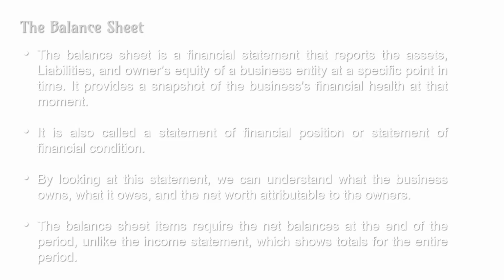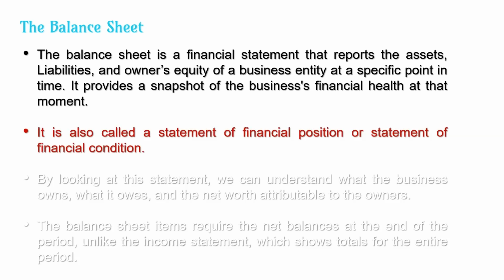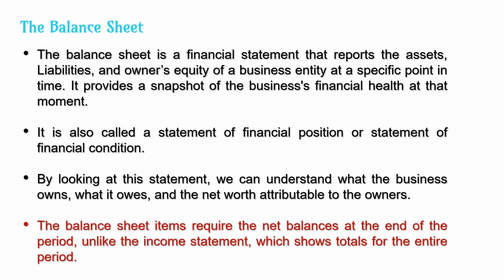The second financial statement is the balance sheet. It shows a business entity's assets, liabilities, and owner's equity at a specific time. It's also known as the Statement of Financial Position or Statement of Financial Condition. By looking at this statement, we can understand what the company owns, what it owes, and the net worth attributable to the owners. The balance sheet items require the net balances at the end of the period, unlike the income statement, which shows totals for the entire period.